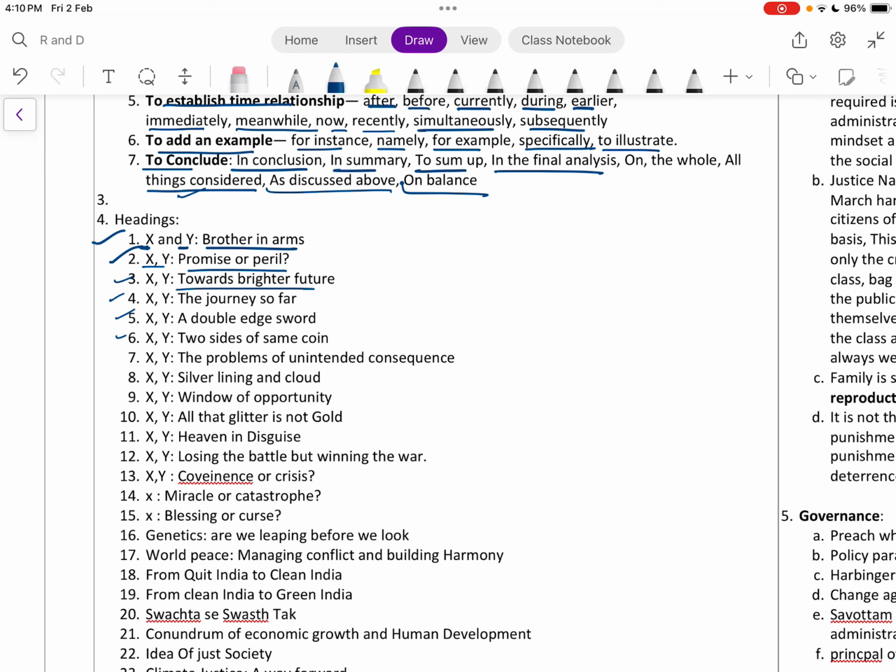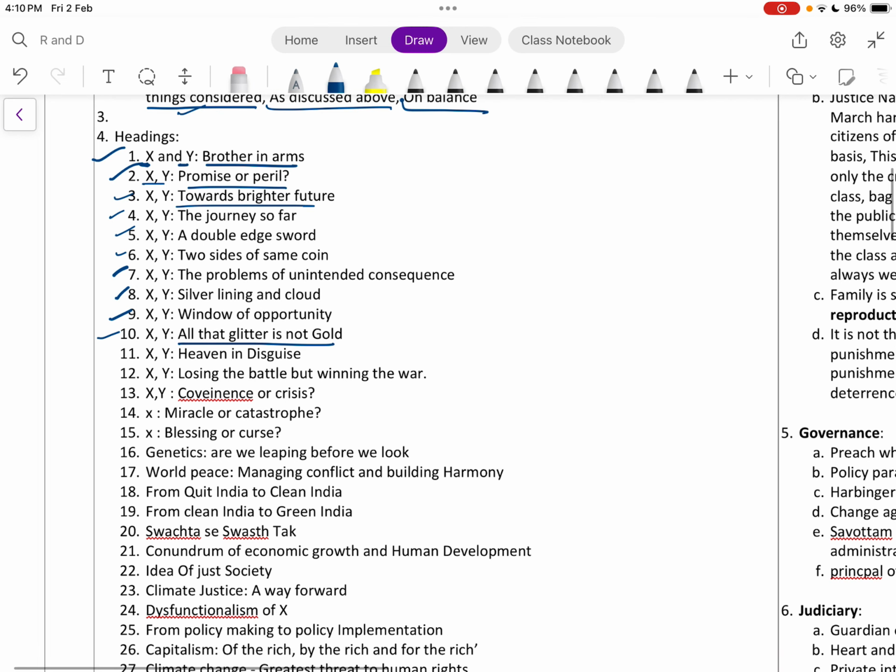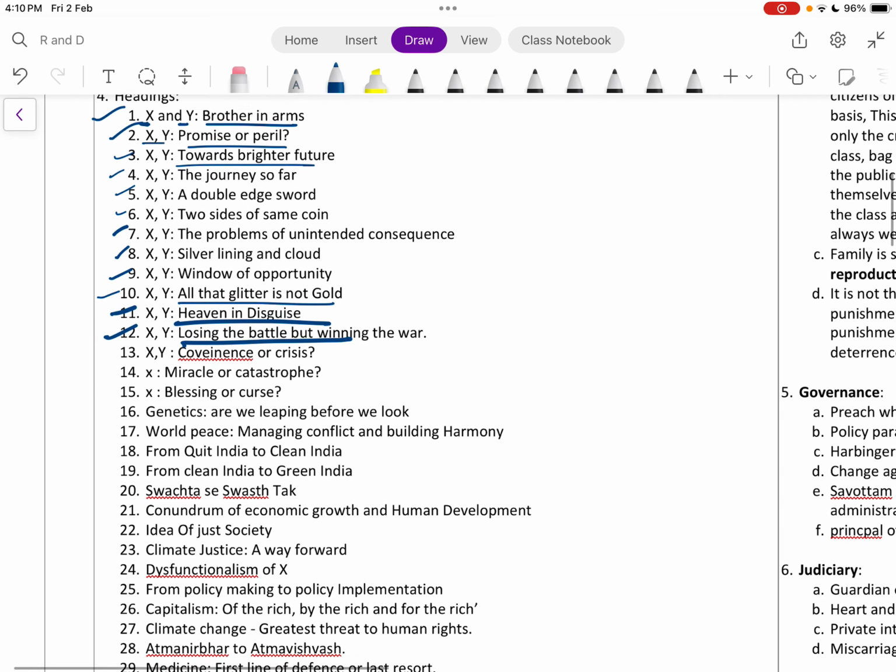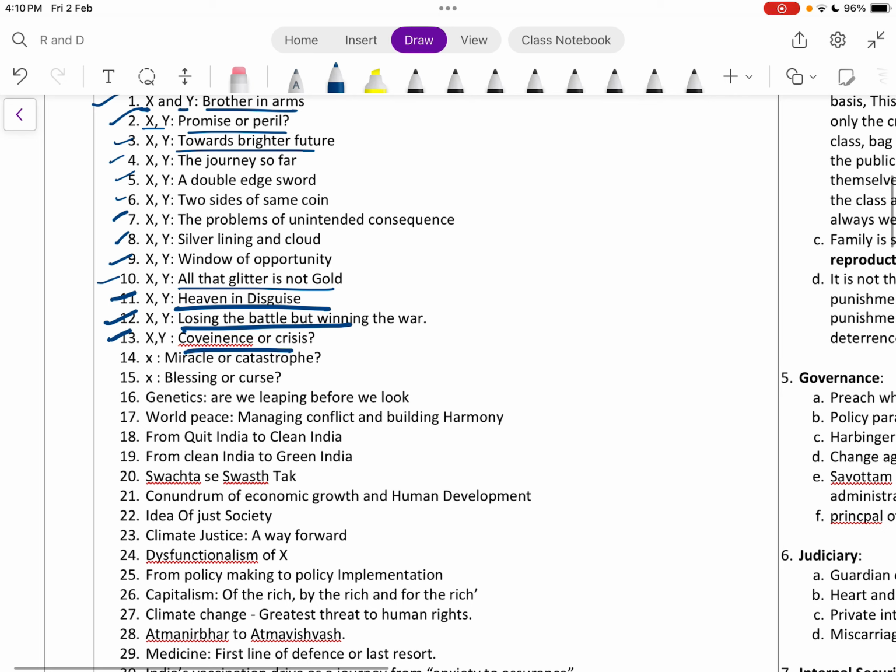Two sides of the same coin. The problem of unintended consequences. Silver lining in the cloud. Window of opportunity. All that glitter is not gold. Blessing in disguise. Losing the battle but winning the war. Convenience or crisis. Miracle or catastrophe. Say, talk about artificial intelligence: is it a miracle or a catastrophe?